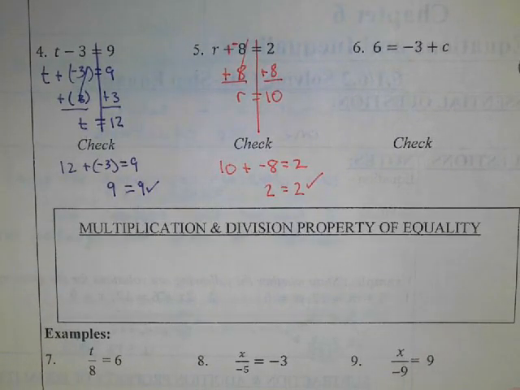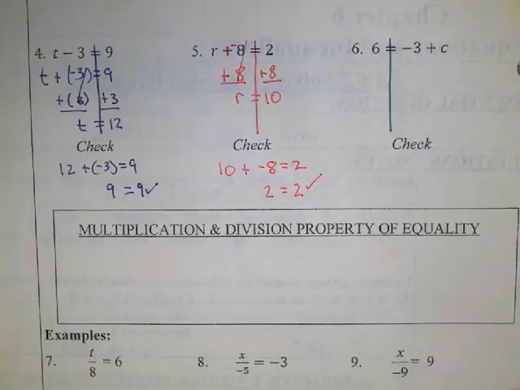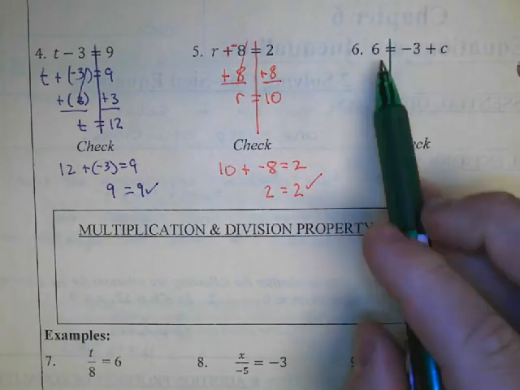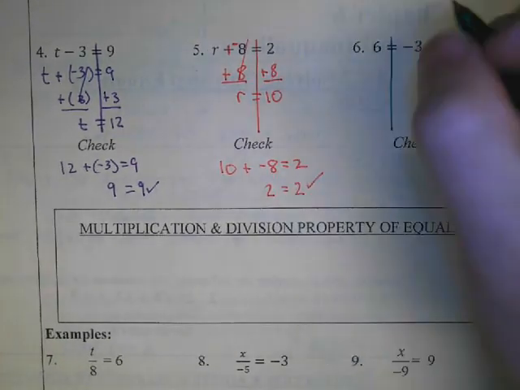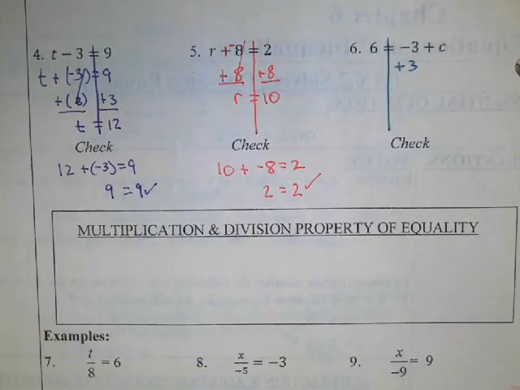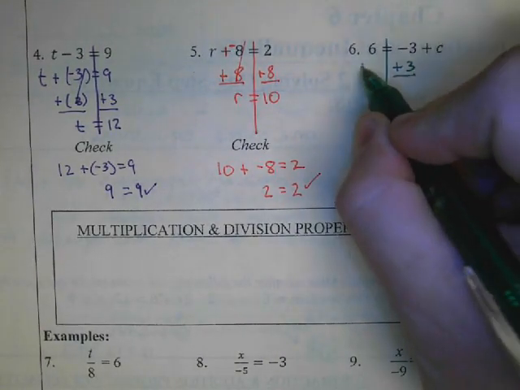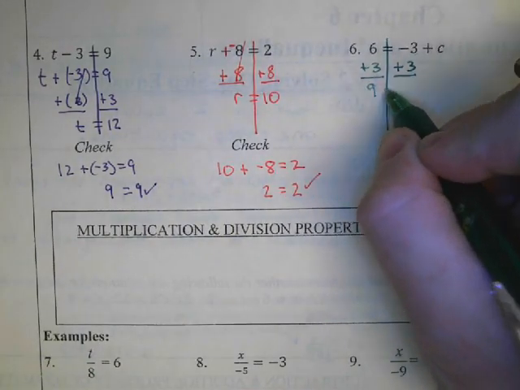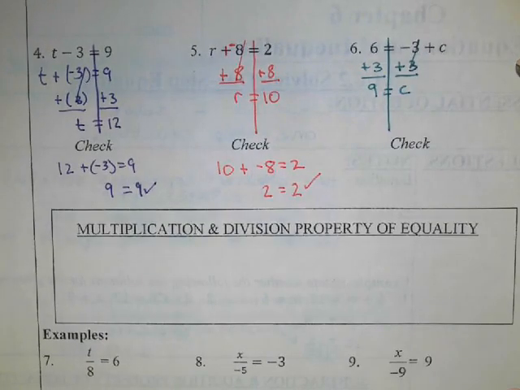On number 6, we'll draw our line. Step 1. Is there any change to deal with? Well, I have 6 equals negative 3 plus c. No change. So we will add the opposite to both sides. The opposite of negative 3 is a positive 3, so we'll add 3 to both sides. And we get 9 is equal to, our negative and our positive cancel out, c. So 9 is equal to c.